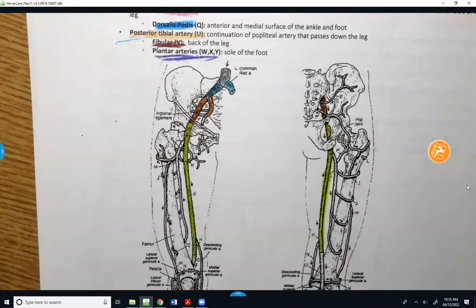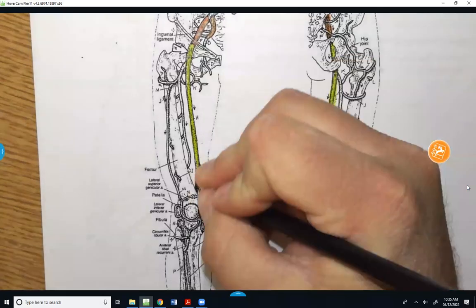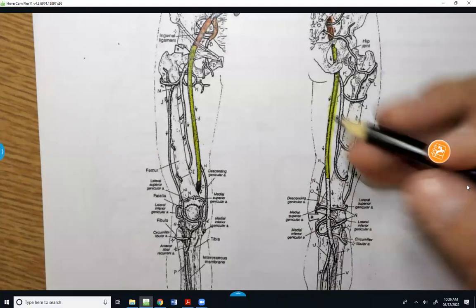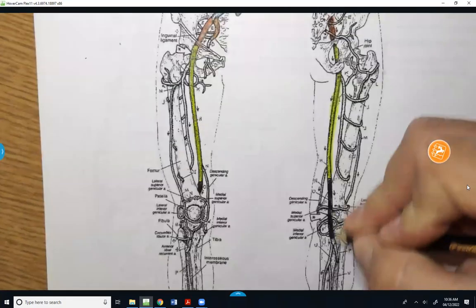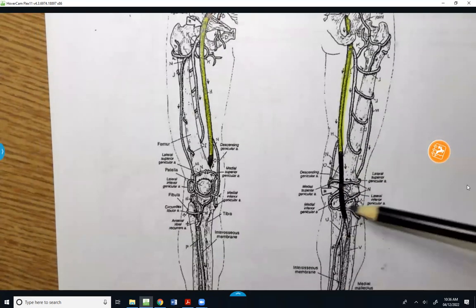And then it's going to dip behind the knee, and we can actually see just a little bit of this happening right here, letter O. We get a much better view of it, obviously, in the backside view, the posterior view. That is the popliteal artery.